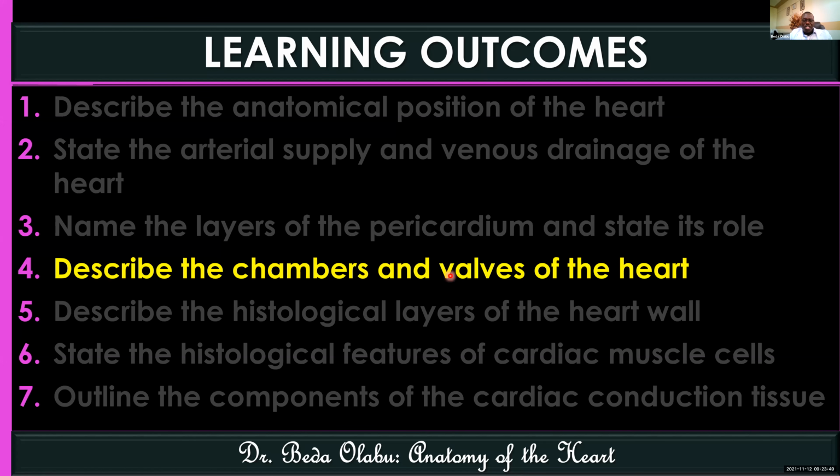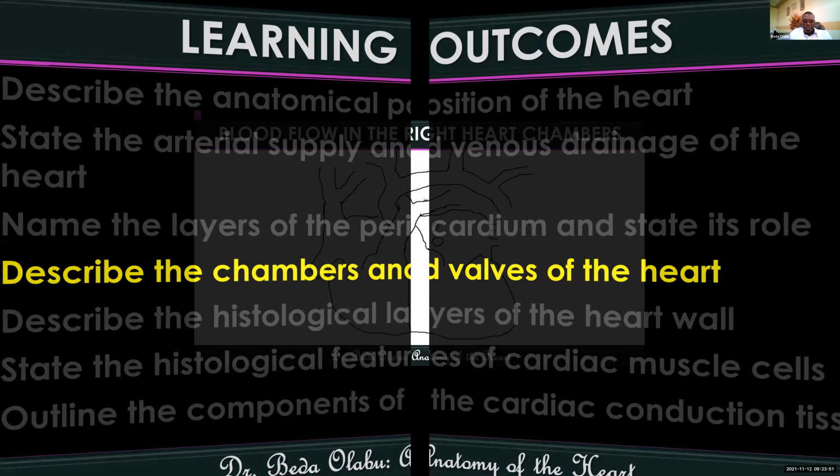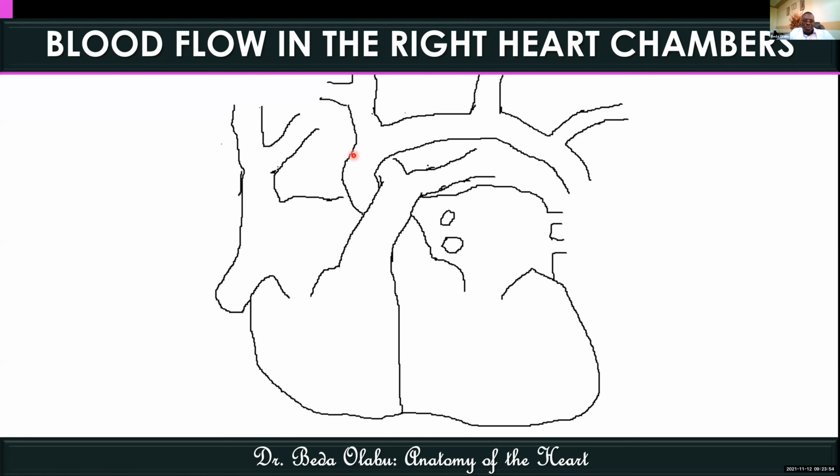Now we can talk about the chambers and valves of the heart. We can use this image to orient us through how blood flows through the right heart chambers before we talk about the right heart chambers themselves. Let's consider that these are veins going back to the heart. So usually from the upper part on the right side, we have the right brachiocephalic vein. And from the upper body on the left side, we have the left brachiocephalic vein.